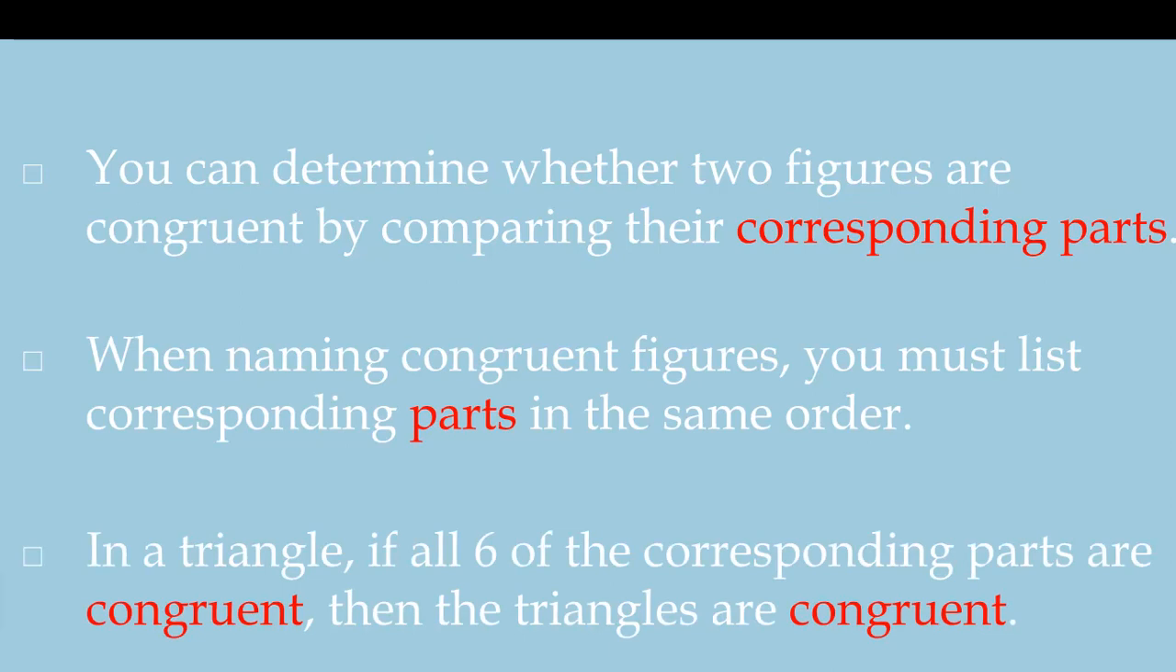So if you have a triangle, you're going to have 6 corresponding parts. You have 3 segments, there are 3 sides, and you have 3 angles. So if all 6 of the corresponding parts are congruent, then the triangles are congruent.